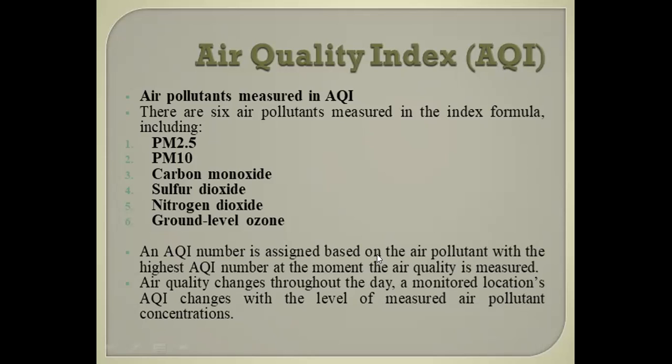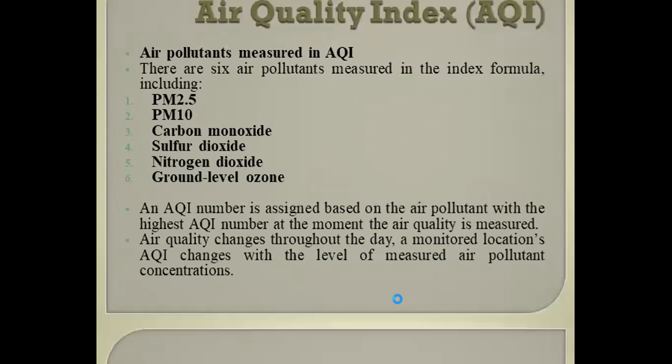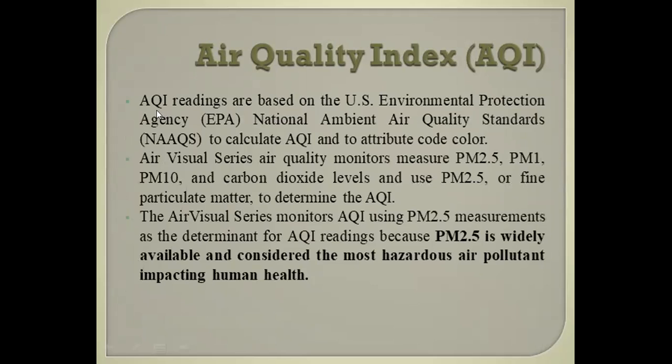An AQI number is assigned based on the air pollutant with the highest AQI number at the moment the air quality is measured. Air quality changes throughout the day. A monitored location changes with the level of measured air pollution concentration. Air quality readings are based on the U.S. Environmental Protection Agency National Ambient Air Quality Standard to calculate AQI and attribute a color code.